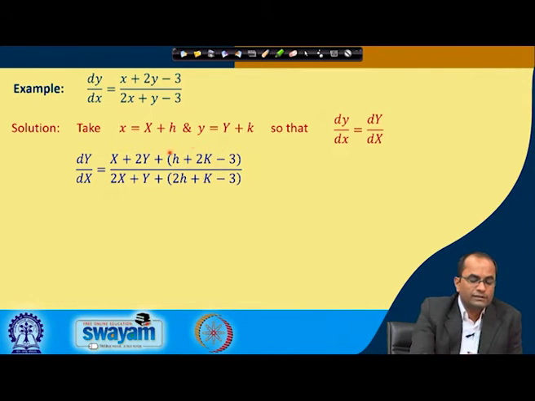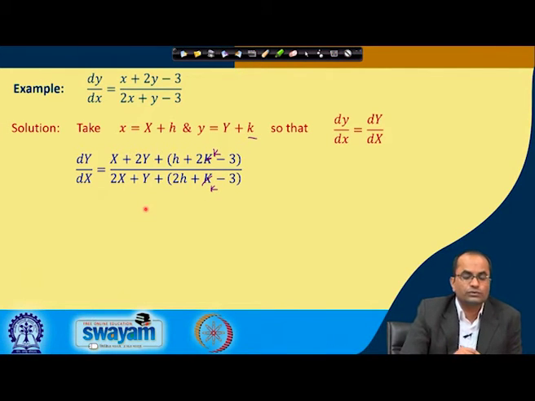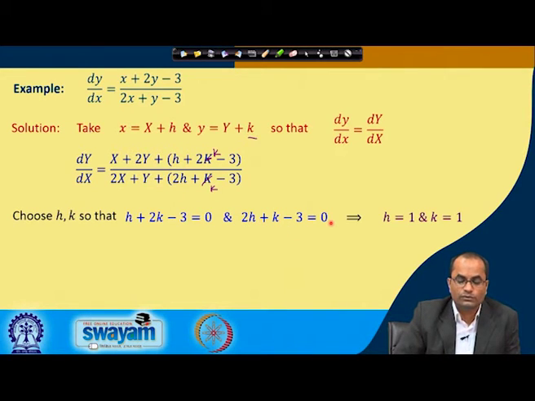So, then we have this h plus 2k minus 3 and 2h plus k minus 3. Here this k is indeed a small k as given here. Now we will set this to 0 and also this to 0 and solve for h and k. By doing so we have h plus 2k minus 3 is equal to 0 and 2h plus k minus 3 is equal to 0. From here we will get h is equal to 1 and k is equal to 1. So, this satisfies this equation, also h is equal to 1, k is equal to 1 satisfies the other equation.